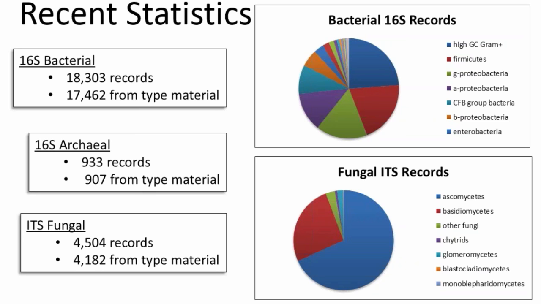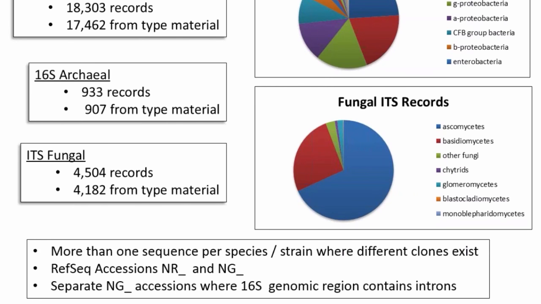The fungal records, there are about 4,500 of those. Again, most of those are from type material. A couple of comments. You'll find that there's often more than one sequence per species or strain, and that's because there may be different clones that represent maybe different members of the cassette where there's different genes. We'll see an example of that with a bacterium.